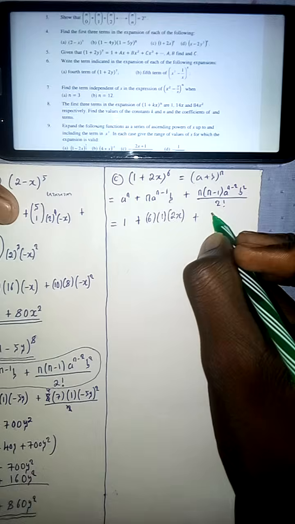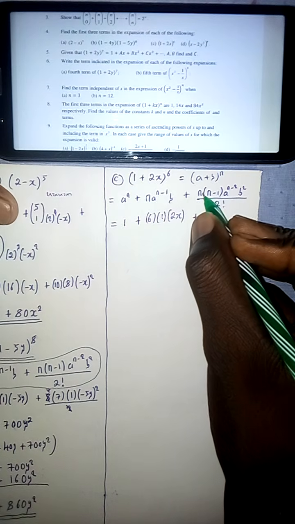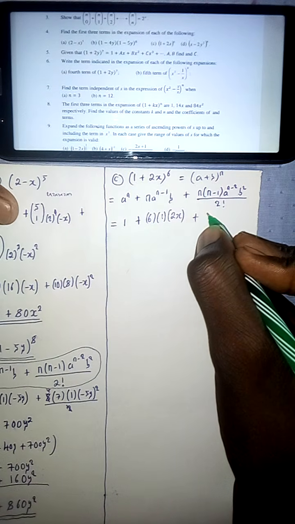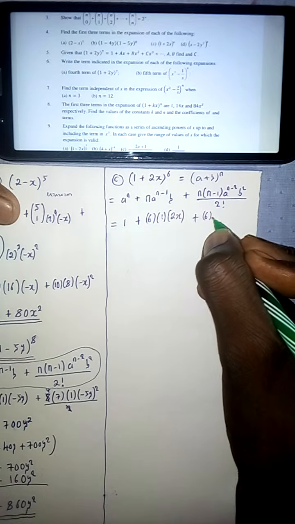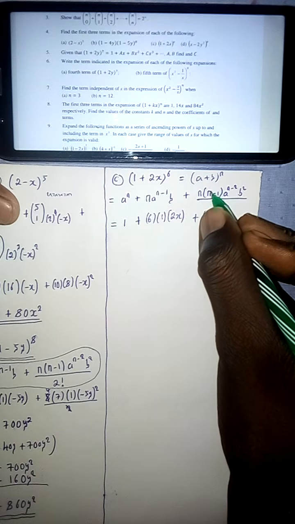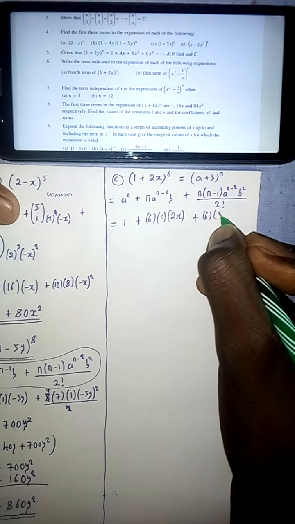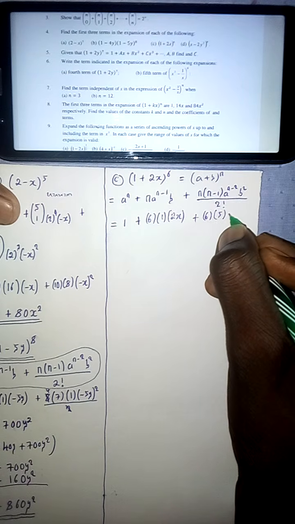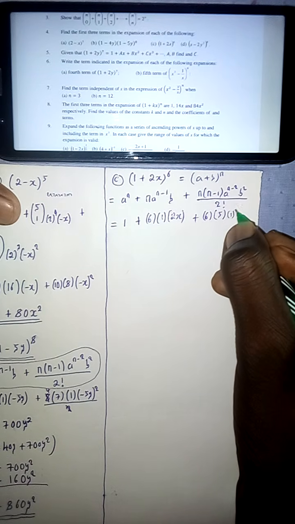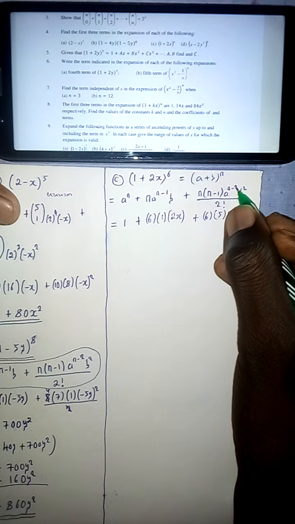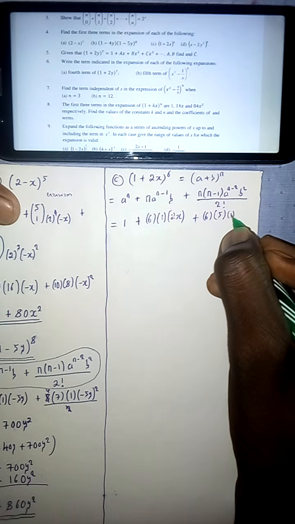What about for this part? Well, for this part, what is our n? Our n still remains 6. What about for this part? N minus 1, 6 minus 1, 5. A is 1. N minus 2, 6 minus 2, 4. Still remains 1.